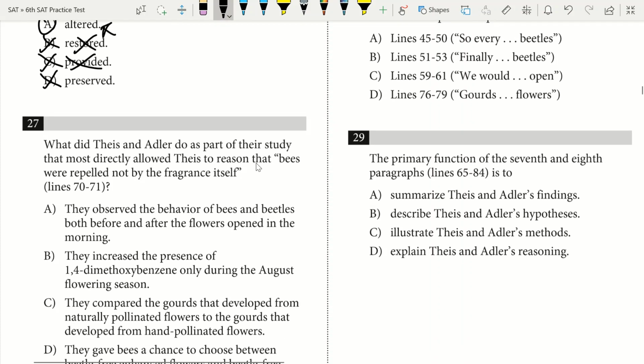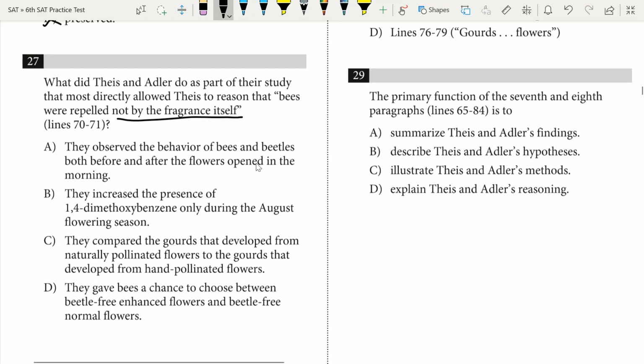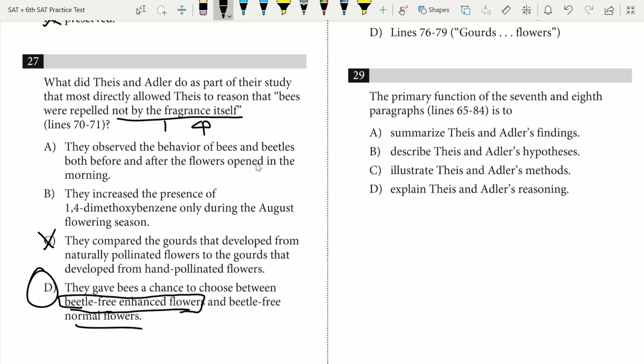27. What did Theis and Adler do as part of their study that most directly allowed Theis to reason that bees were repelled not by the fragrance itself? Okay, well, what did they do? They took the beetles off. By taking those beetles off, I think that's answer choice D. Let me take a quick look and read it, and it is answer choice D. They gave bees a chance to choose between beetle-free enhanced and beetle-free normal. By doing that, they're able to tell if it's the fragrance itself, that increased fragrance that's repelling them, or it's the beetles, because there's no beetles on those beetle-free enhanced flowers. So that's what's really allowing them to determine that they're not repelled by that fragrance itself. So D is going to have to be our correct answer there.